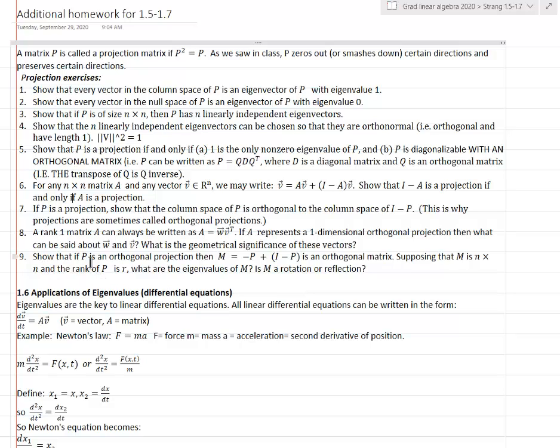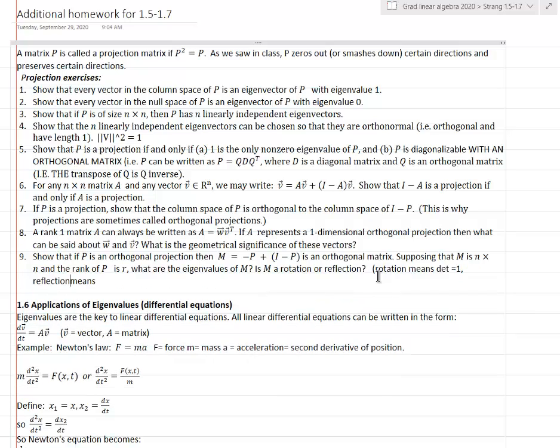Number 9: show that if P is an orthogonal projection, then M equals minus P plus I minus P is an orthogonal matrix. And supposing that M is n by n and the rank of P is r, what are the eigenvalues of M? Is M a rotation or a reflection? Remember, rotation means the determinant is 1, and reflection means the determinant is minus 1. So think about that question.